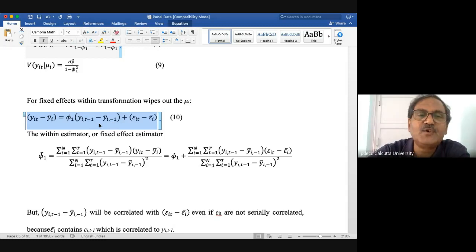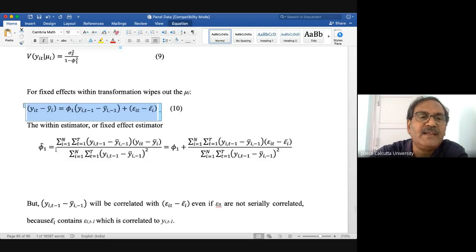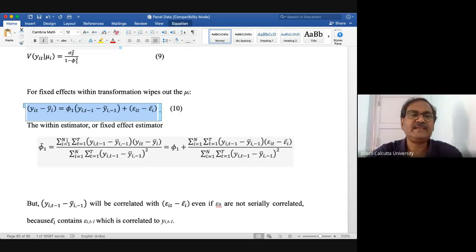Now, as there is no mu I here, you can apply OLS. So problem of unobserved heterogeneity is resolved, as we have got in the fixed effect model. So what would be the OLS estimate of phi 1? Phi 1 hat is equal to, just apply the formula, sum of xi yi divided by sum of xi square. So by applying this formula, you will get this result.